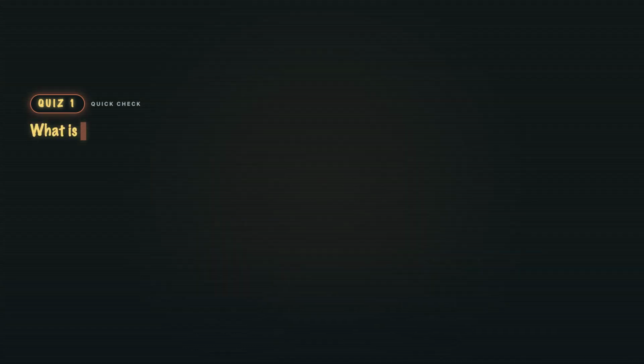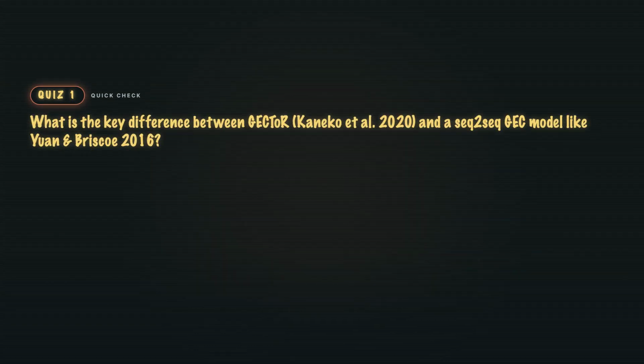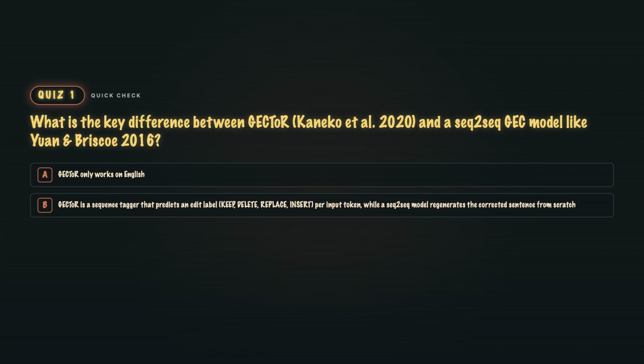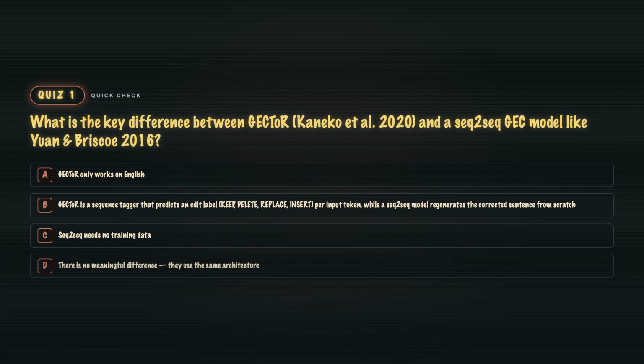Quiz 2. What is the key difference between GECToR, Omelianchuk et al. 2020, and a seq2seq GEC model like Yuan and Briscoe 2016? A. GECToR only works on English. B. GECToR is a sequence tagger that predicts an edit label, keep, delete, replace, insert, per input token, while a seq2seq model regenerates the corrected sentence from scratch. C. Seq2seq needs no training data. Or D. There is no meaningful difference. They use the same architecture.